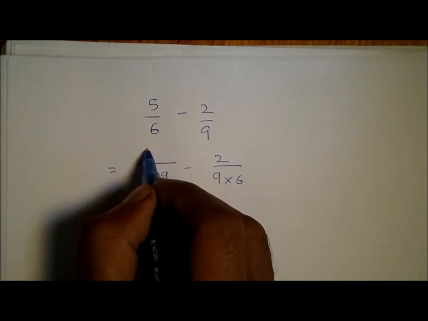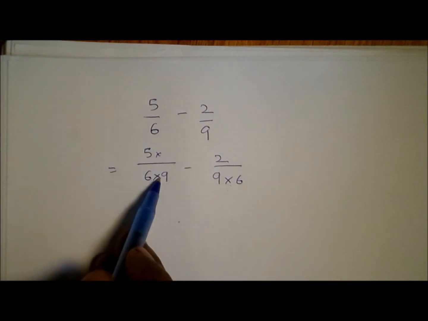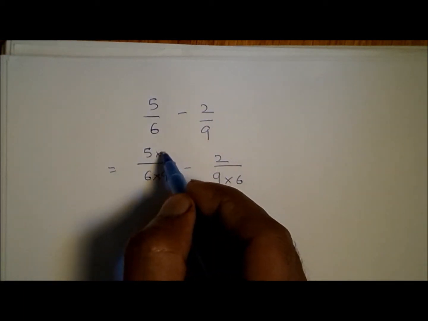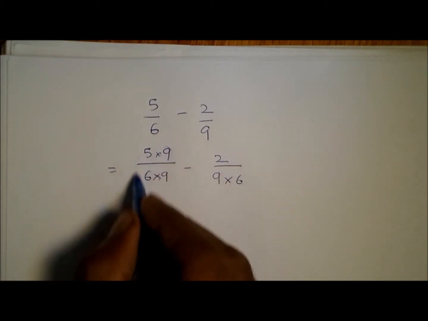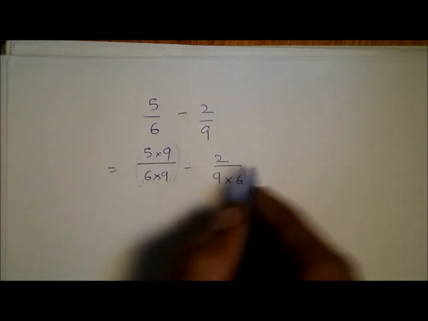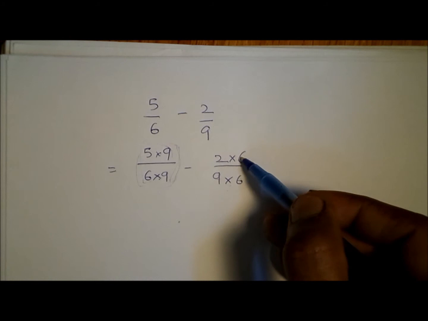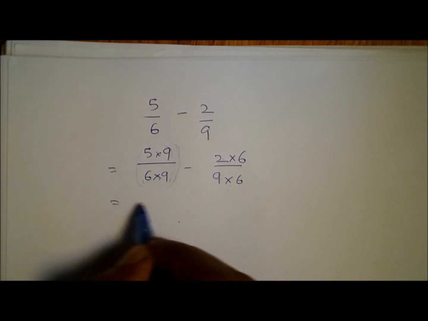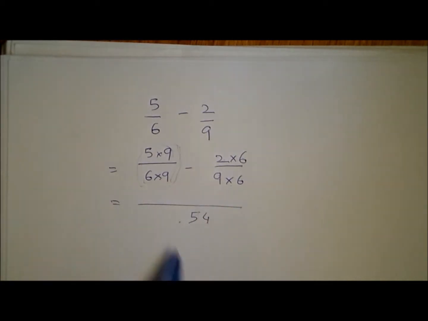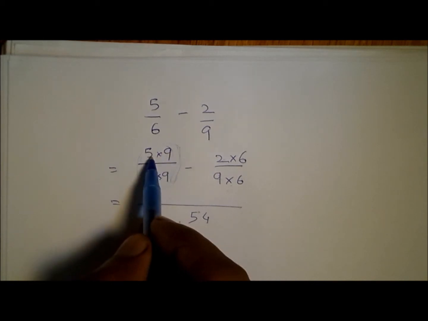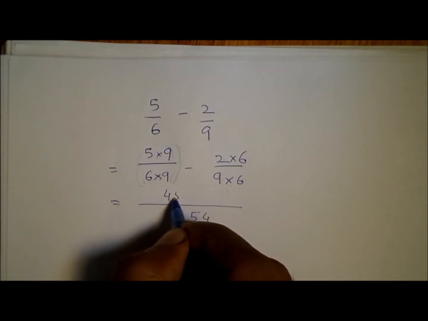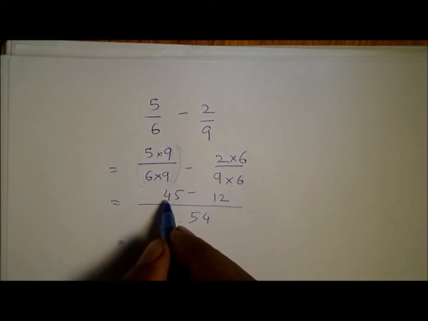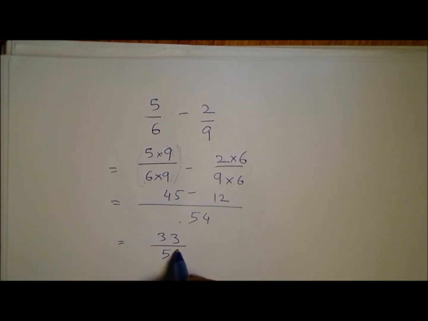Now we cannot just multiply only the denominator and keep the fraction the same. We have to multiply the top one also by the same number to keep the same fraction. And here we multiplied by 6. 2 into 6 over 9 into 6. Now we have 54 in the denominator, and we have 5 into 9, 45, and 2 into 6 is 12. Now 45 minus 12 is 33, divided by 54.